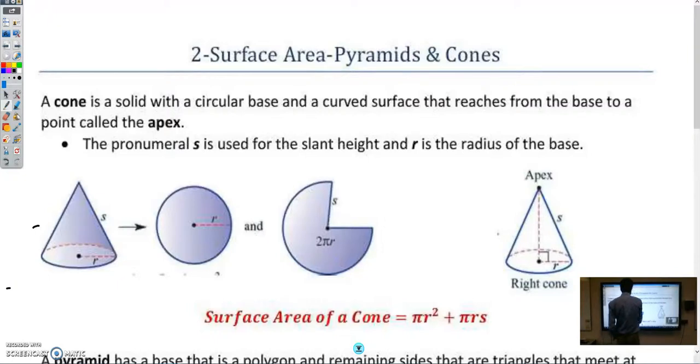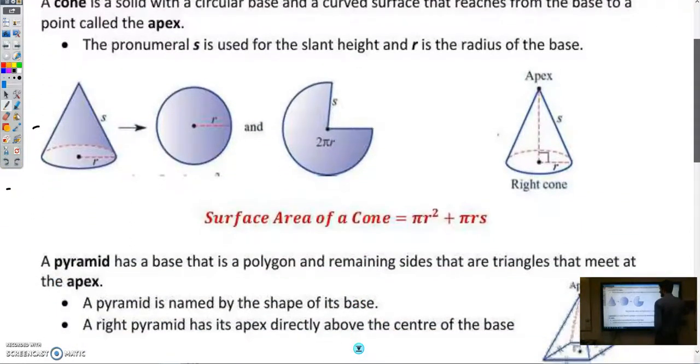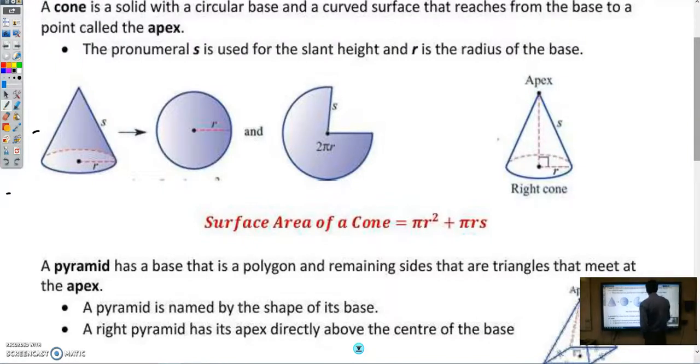The pronumeral S is used to denote the slant height. Now, this is your slant height. This is your vertical height. Make sure you know which is which. When we are looking at the formula for the total surface area of a cone, we are looking at pi r squared plus pi r s, not pi r h.